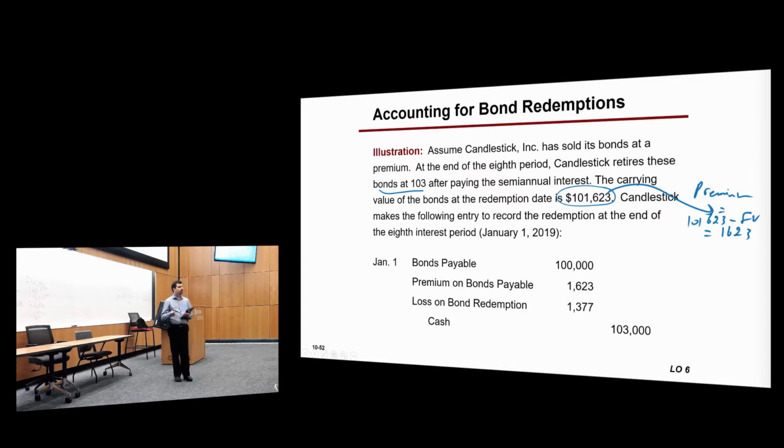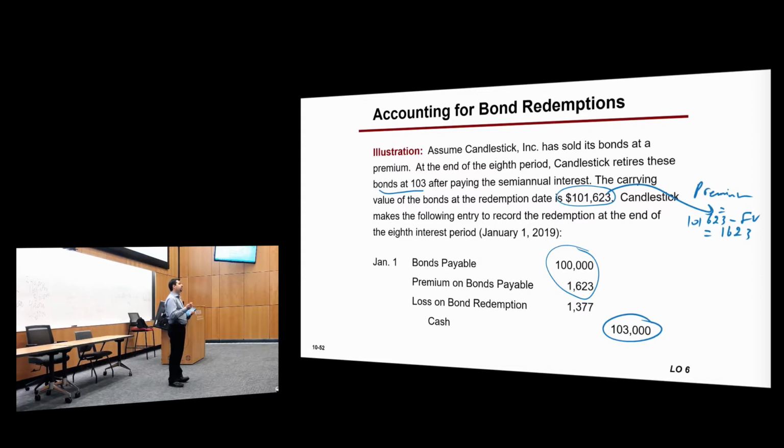Now when you have a premium, and in this case, what's the difference? This is the amount of cash that the company had to pay. What was the carrying value? The difference between the payment and the carrying value will be, in this case, positive. So the company paid more than the carrying value, so they will record a loss.